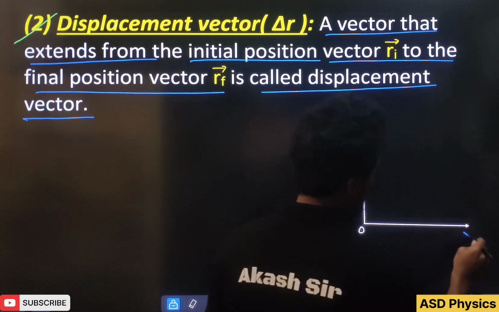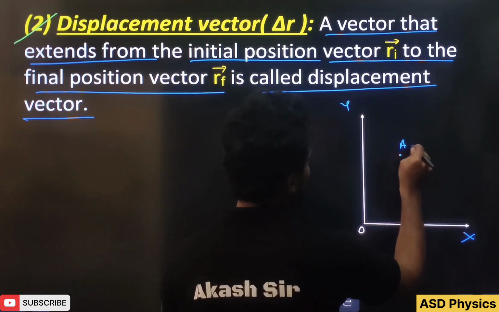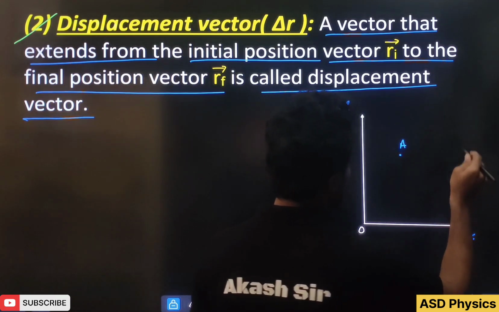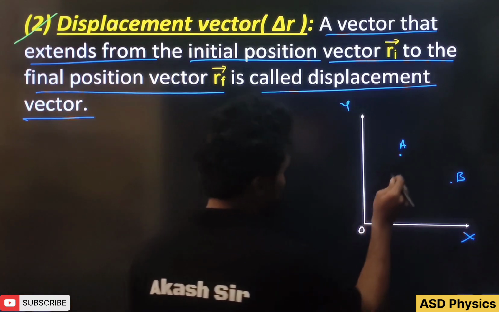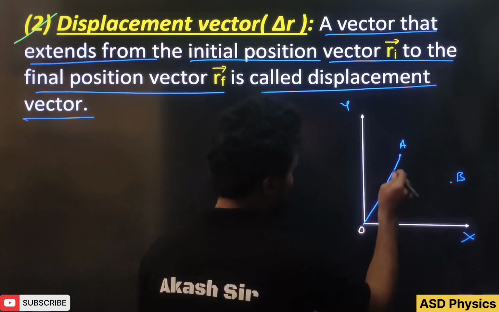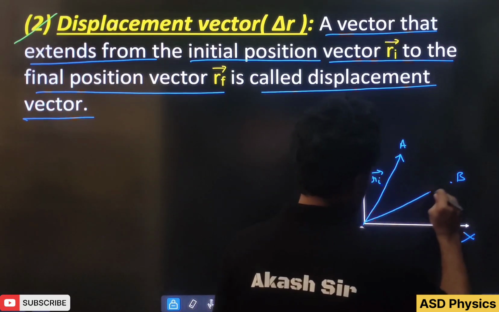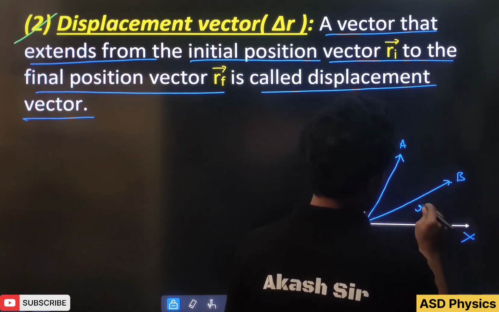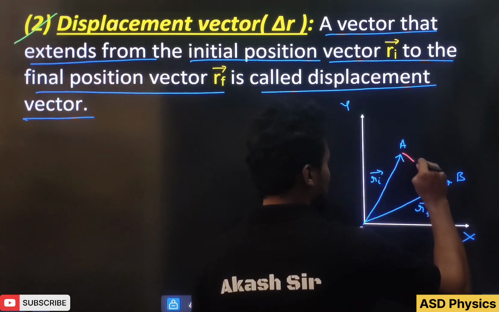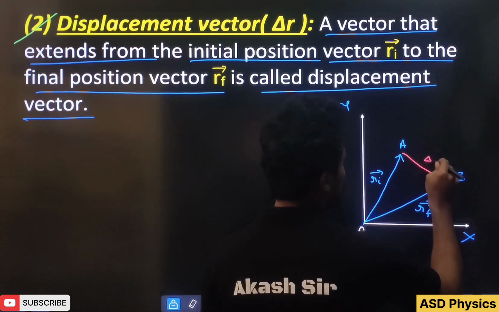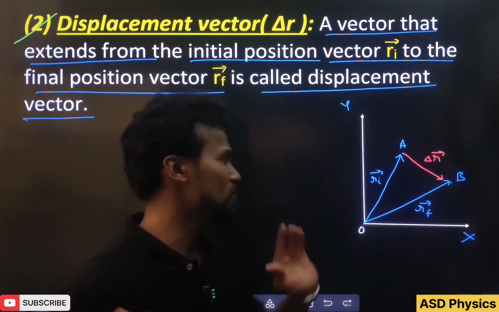Okay, so here you can see very well. Let's take this is the initial position A, and this is the final position B of the particle. Some particle is moving from A to B, let's take. This is my initial position vector Ri, and this is my final position vector Rf. And students, remember that this is the displacement vector, from A to B. And from A to B the particle can follow any path, no need to worry that much.